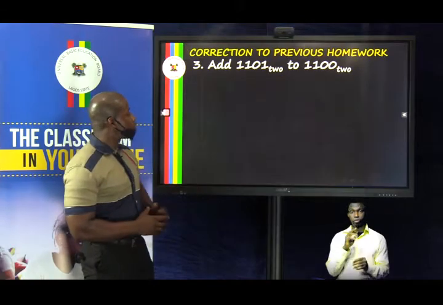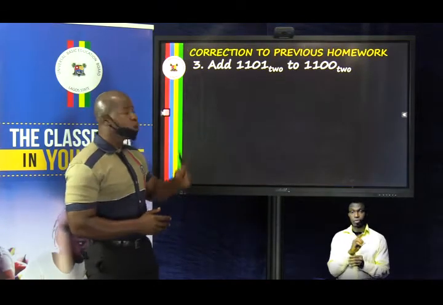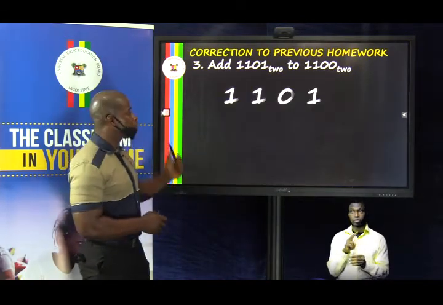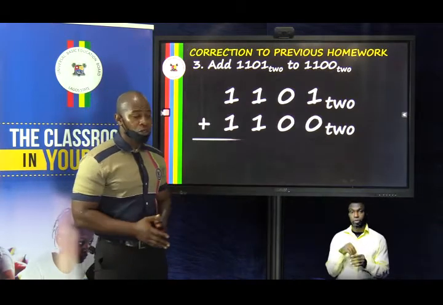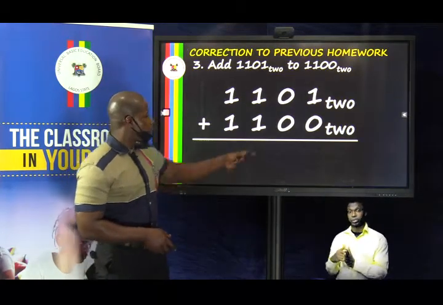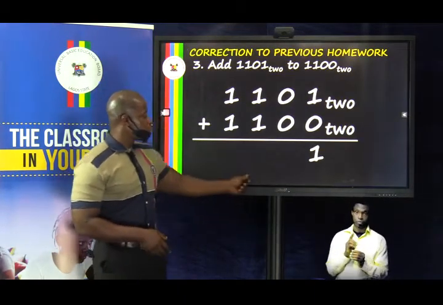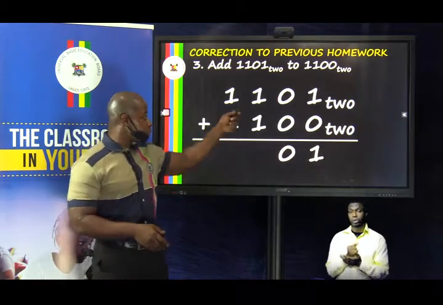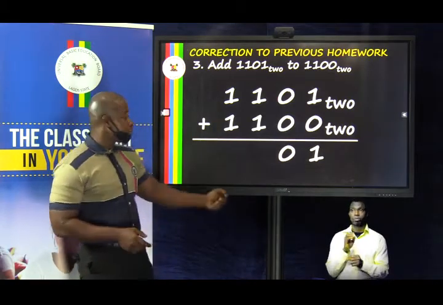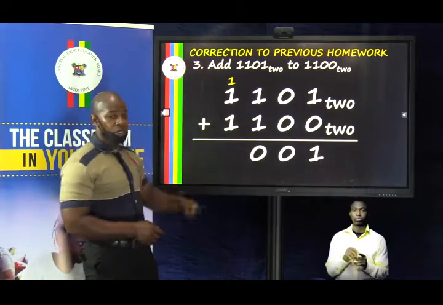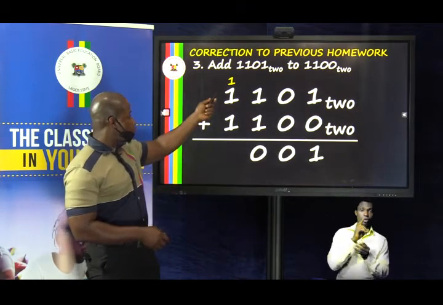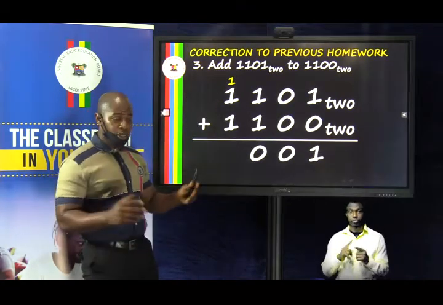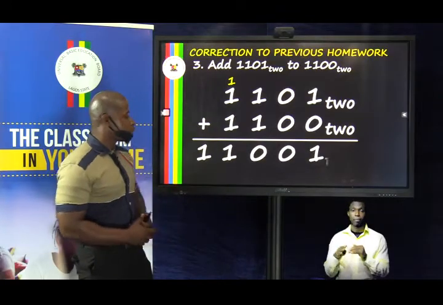We're going to add 1101 in base 2 to 1100 in base 2. So we just arrange it as normal. Now adding 1 to 0, we get 1. 0 to 0, we get 0. Now remember, 1 base 2 plus 1 base 2 is 10 base 2. Then we carry 1 to the next place. 1 base 2 plus 1 base 2 is 10 base 2, and plus 1, that's 11 in base 2.